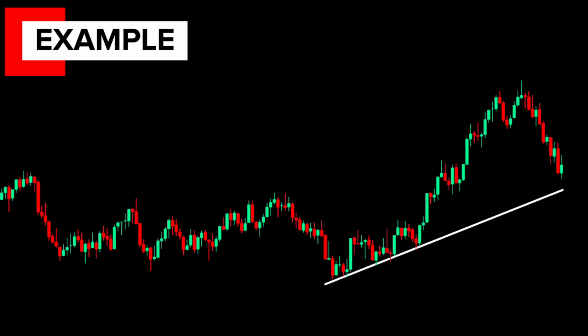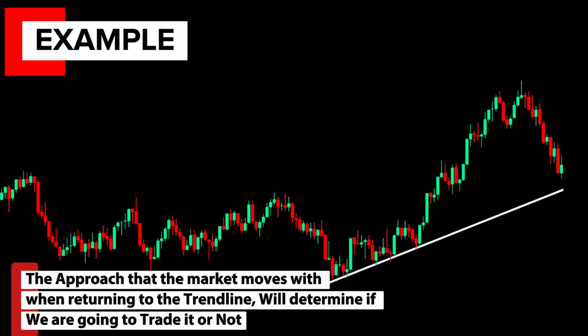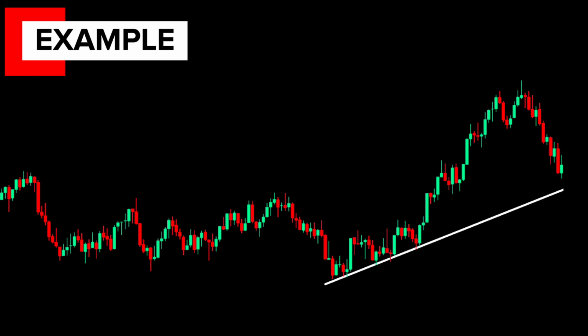And now, the approach that the market moves with when returning to the trend line will determine if we are going to trade it or not. And right here we had an average movement from the market before returning to the trend line. So we are confident enough to take this trade. But we need one more thing left, the engulfing candle. And this time we need the bullish engulfing candle. And right here, you can see that we had a bullish engulfing candle after the market touched the trend line.